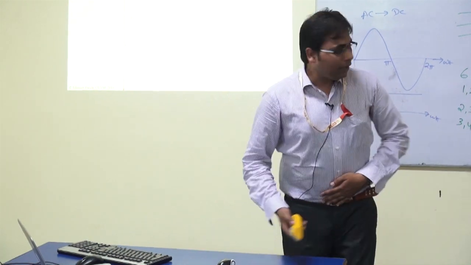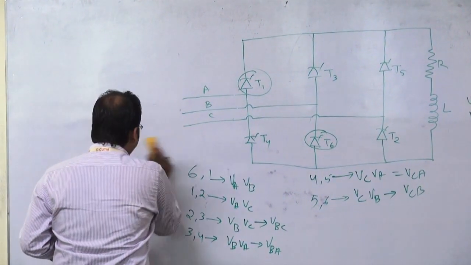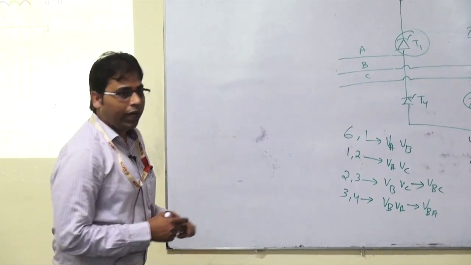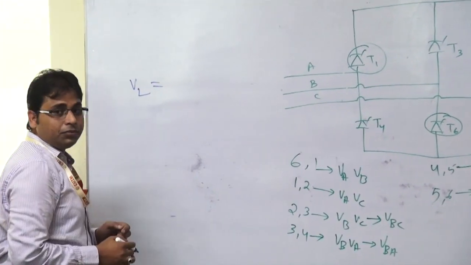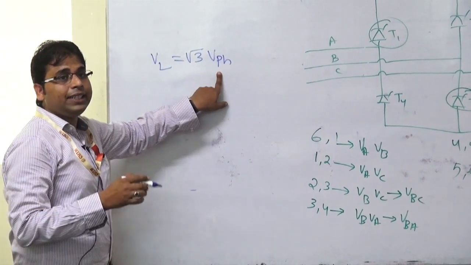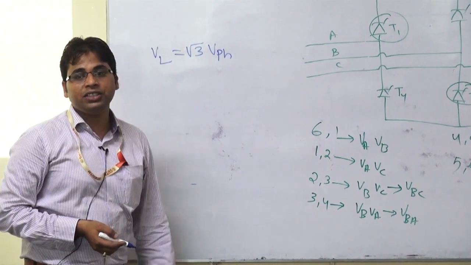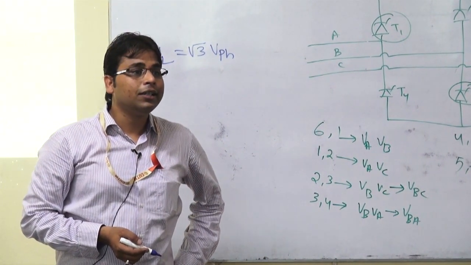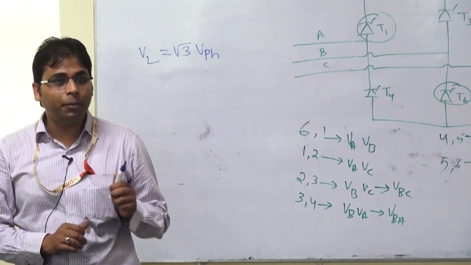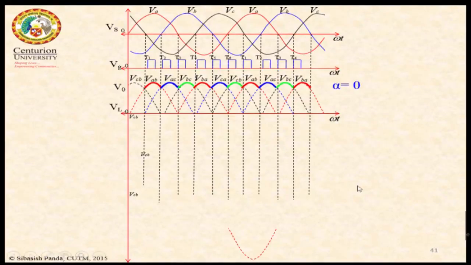Now I want one point from you. What is the relation between phase voltage and line voltage? To derive the output voltage, we need to know this relation. So tell me, VL equal to root 3 V phase. What is the difference in angle? Your line voltage will lead by how much degree to phase voltage? 30 degree. Line voltage will lead by 30 degree to phase voltage. We have to remember this point to derive the output voltage for alpha equal to 0.